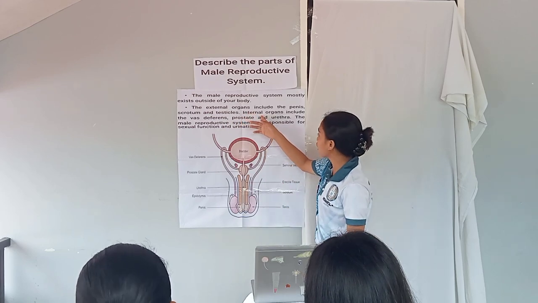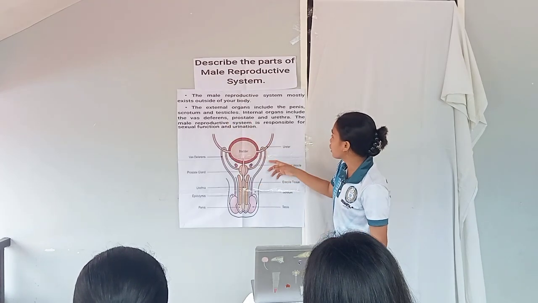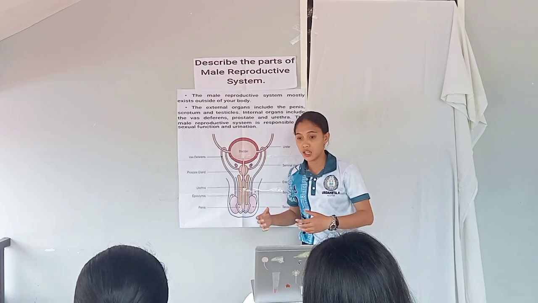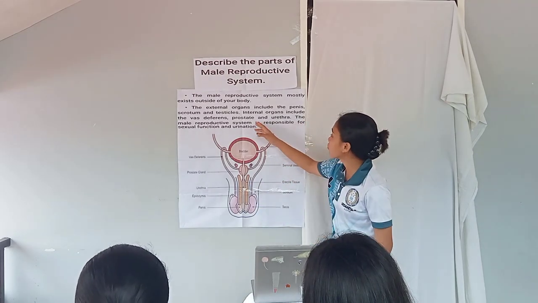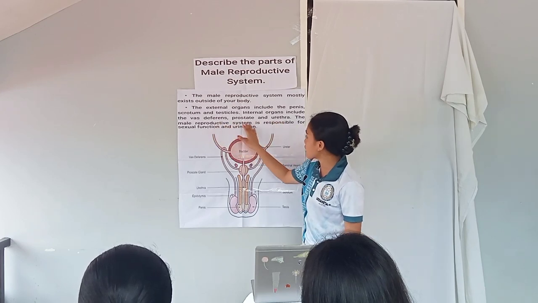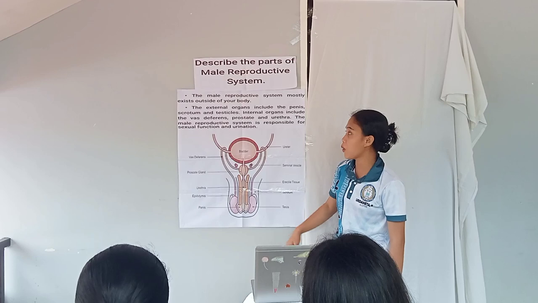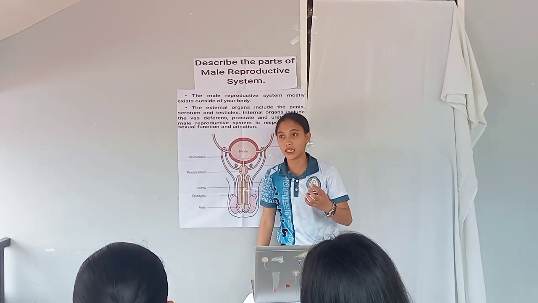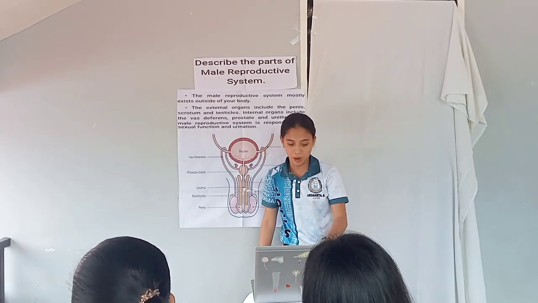When we say internal organs, these include the vas deferens, prostate, and urethra. An internal organ is found in the inside part of the male body. The male reproductive system is responsible for sexual function and urination. Without the male reproductive system, we cannot have fertilization or make a baby.